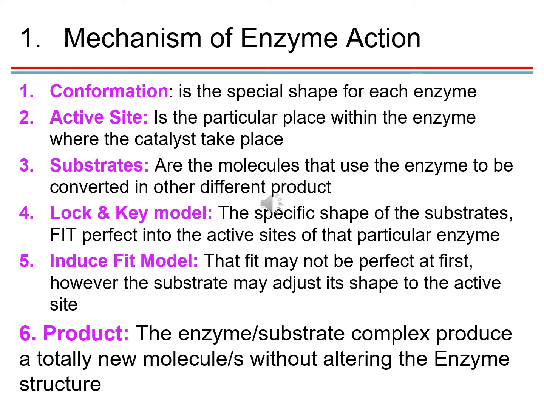And finally, they produce a product. The enzyme substrate complex produces a totally new molecule. Sometimes only one, sometimes more than one molecule is produced, and this is considered a product. After the whole process, the enzyme can be reused again and again and again, because the enzyme never loses its original 3D shape in the process.